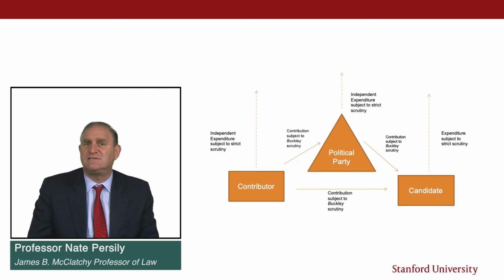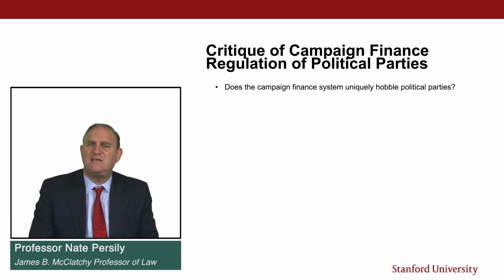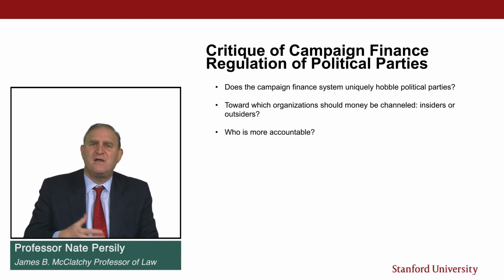Now, there is a kind of political science critique of this regulation of political parties in the campaign finance realm. And that comes out of those concerns that were expressed by Justice Thomas in his dissent in Colorado Republican 2, which is, does the campaign finance system uniquely hobble political parties, which serve a very important purpose in our political system? Second, to what organizations, if not to political parties, should money be channeled, toward insiders or outsiders? Because some believe that it's important to have the money flow toward political parties as opposed to outside groups, which might not be very accountable.